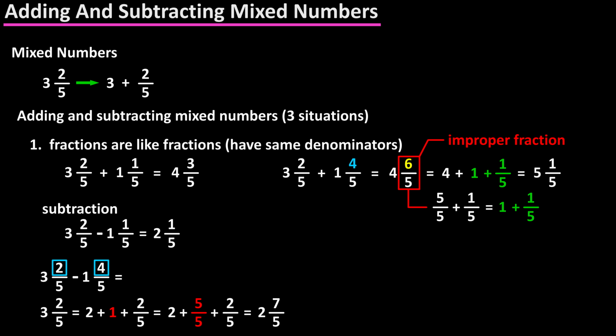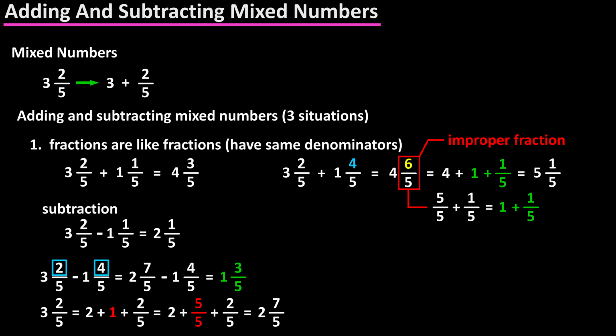And now we can do the subtraction. 2 and 7 over 5 minus 1 and 4 over 5. Subtract the whole numbers, 2 minus 1 is 1, subtract the numerators of the fractions, 7 minus 4 is 3, and keep the same denominator of 5. So the final answer is 1 and 3 over 5.